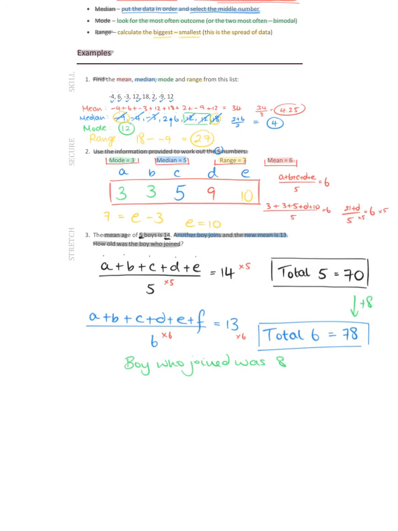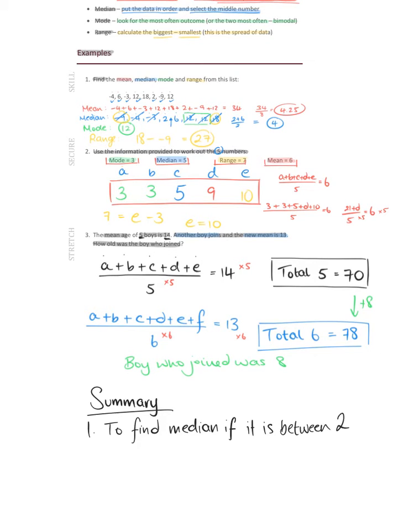Okay, now we're going to do our summary. We've got some important things here. So summary. Number 1, to find median, if it is in the middle or if it is between 2, what we want to do is we want to do A plus B divided by 2.